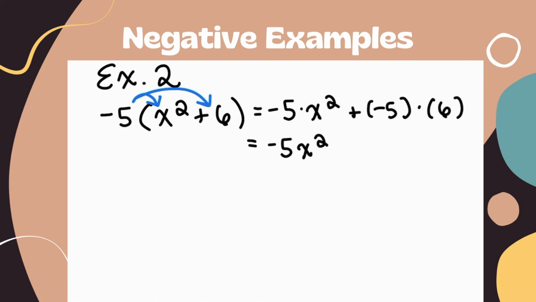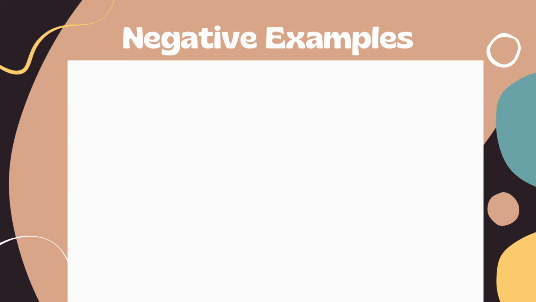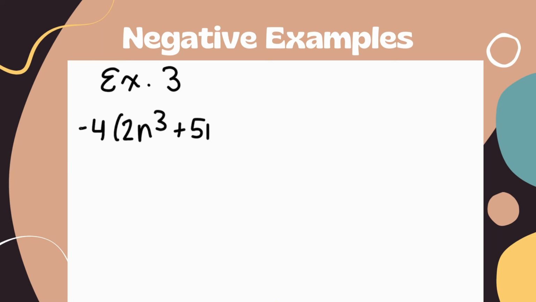Negative 5 times 6 is negative 30. So we get negative 5x squared minus 30 as our answer. In our final example, we have a longer expression, which is negative 4 times the quantity of 2n cubed plus 5n minus 1, but it's the same process. Multiply all the terms inside the parentheses by, in this case, the -4.